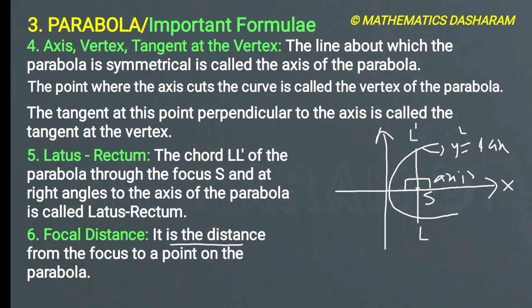Next definition, focal distance. It is the distance from the focus to a point on the parabola. So focus means fixed point. Here S is a fixed point, and let's take one point on the parabola. So the distance between the point and the fixed point, that is focus, is called a focal distance.